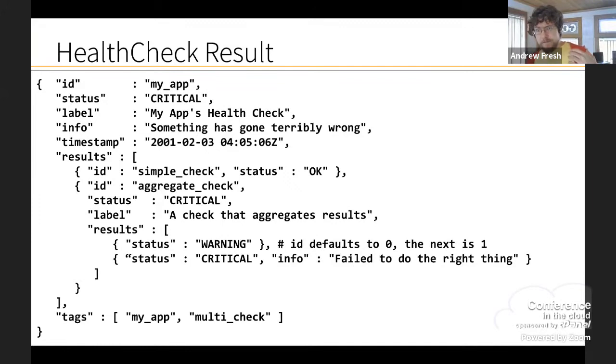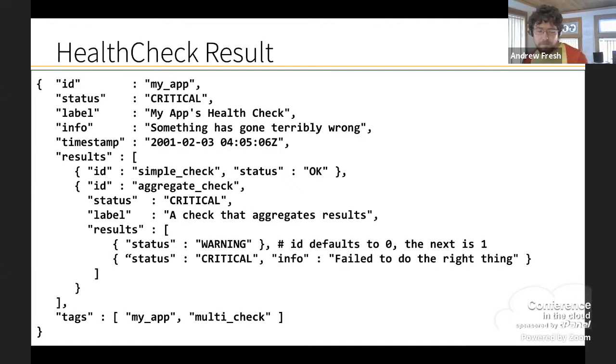So this defaults to the index into the list. So if you look at the very bottom result there that says it failed to do the right thing, then that actual full ID is my_app-simple_or_aggregate_check-1, because that one doesn't have an ID. So in this, the label there is the human readable version of that ID. And the info field is the human readable version of the status, the reason why it is.